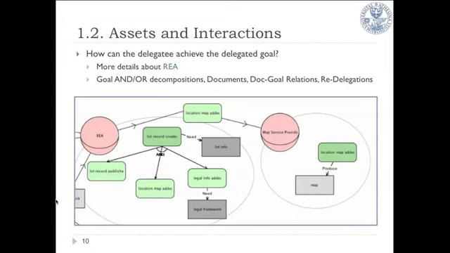Now, in order to consider what are the assets for the real estate agency, the step 1.2 of our modeling method is an iterative one. So similarly to what we did for a lot owner, we will consider also for the real estate agency. So the question we pose is, how can the delegatee achieve the delegated goal? So we will see more details about the real estate agency, how it can achieve lot record created.